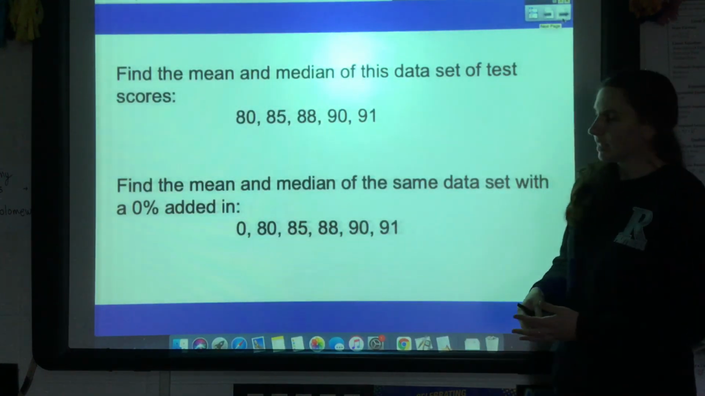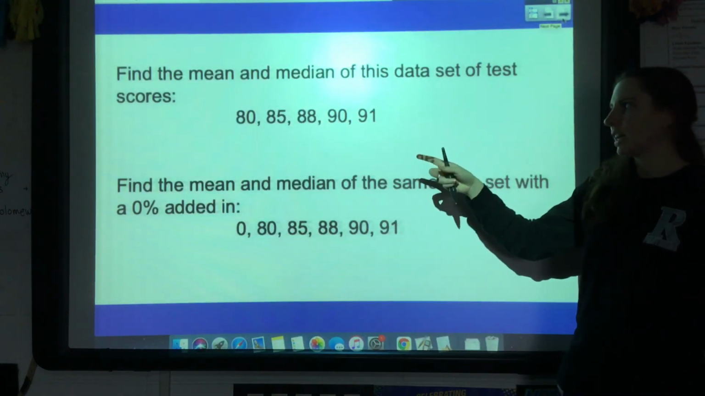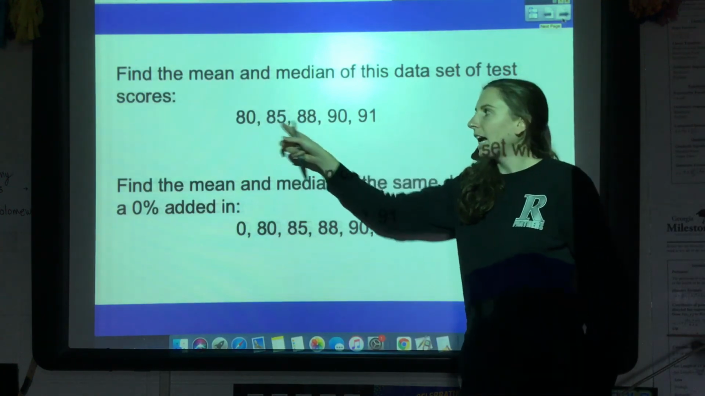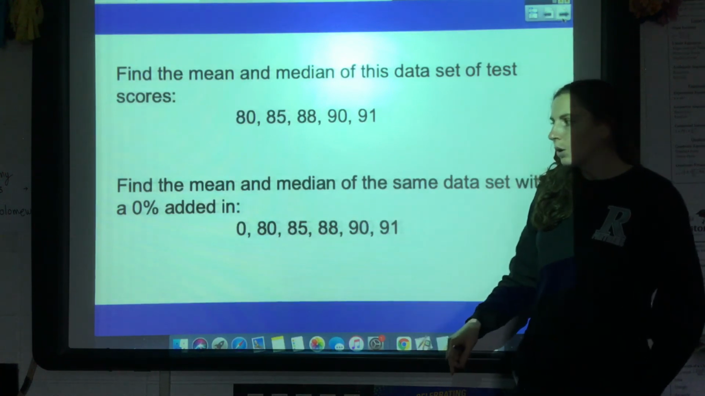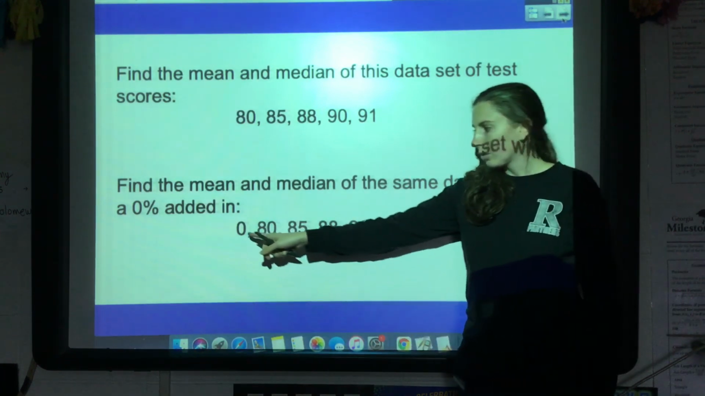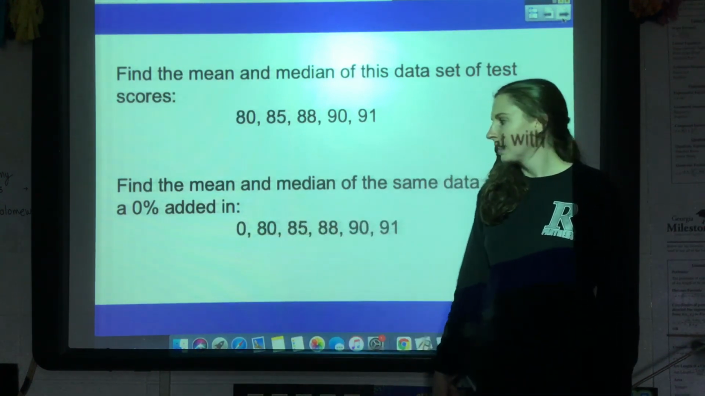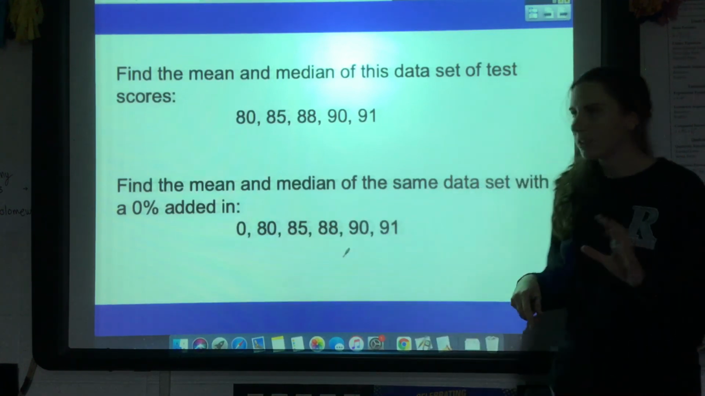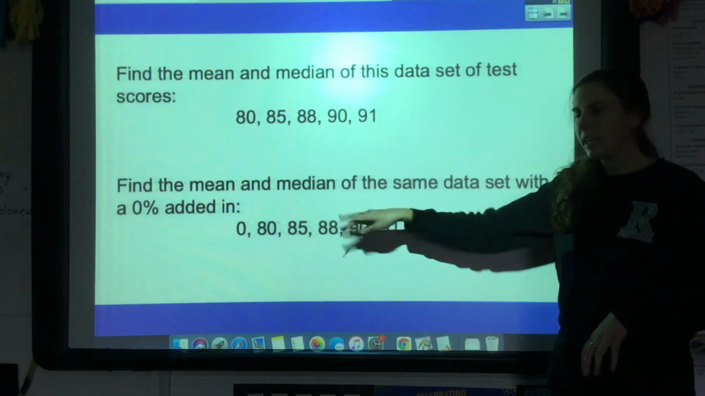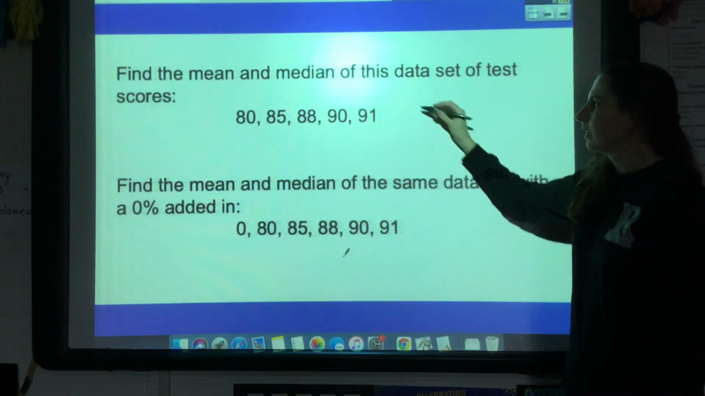So let's go through an example here. Imagine these are your test grades. You had all B's and A's, except for, let's imagine what would happen if we throw in a 0. So same grades, but also a 0. Take a minute, pause the video, and find the mean and the median for both of these.